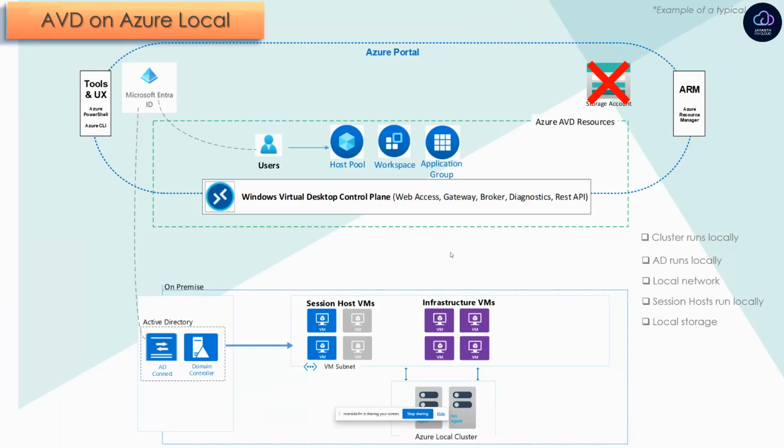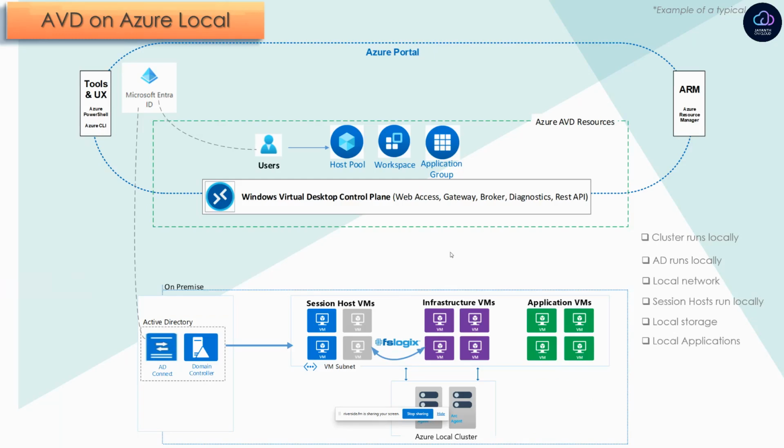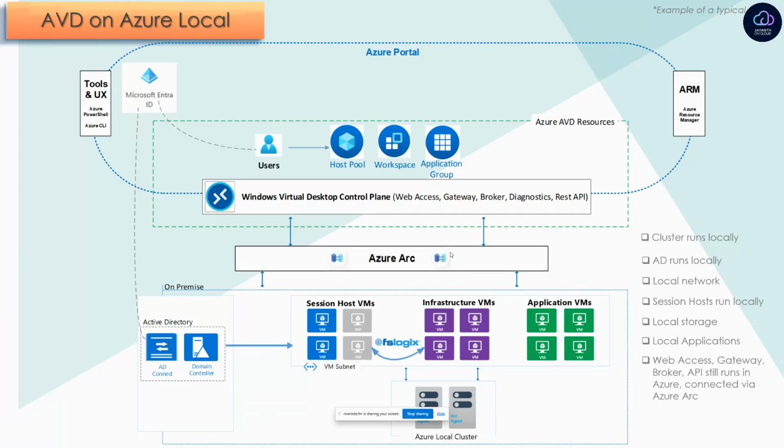So we don't need the storage account anymore in Azure. And we bring those FSLogix profile management services down to on-premises as well, because that's where your storage is going to be located. And also your application VMs are going to run locally side by side with the session hosts. And then bringing it all together, the glue, the bridge in the middle that makes AVD on-premise work is Azure Arc, and that's the bridge, the connectivity up to Azure.